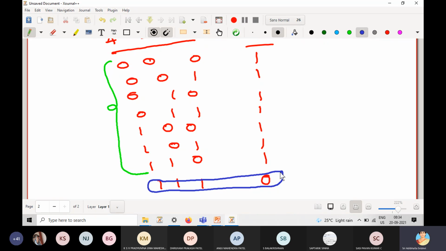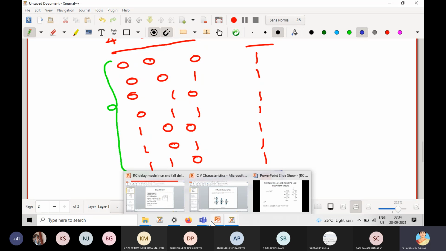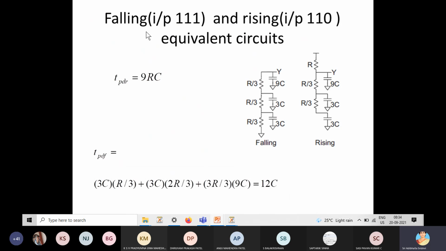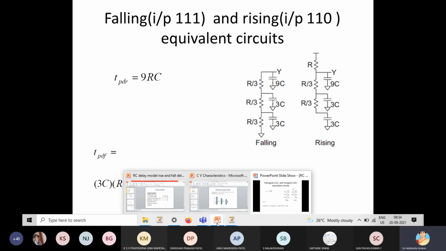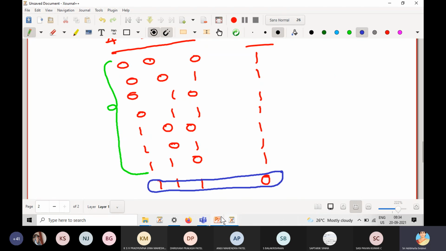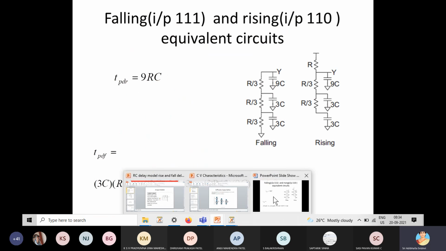This is very, very important. For any given circuit, we have to check the combinations of inputs. Here I'm considering 111 as the falling input, since I have no option. And for rising, I'm considering 110, because I can consider any one among all these combinations.